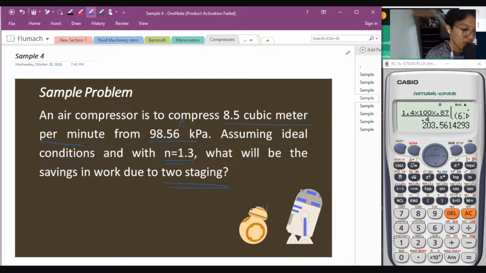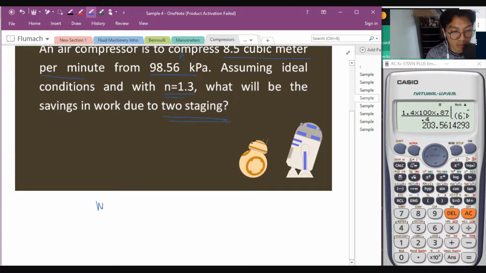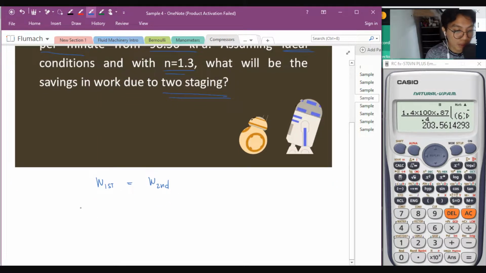Ibig sabihin, anong sinabi dito? Due to two staging. Ibig sabihin, yung work at the first stage is equal to work at the second stage. Ideal nga eh. Ideal conditions. Ideal, ibig sabihin yung work from 1 will be equal to the work from 2. Okay? Now, what will be the work saved there? The work saved there is the work second minus work at 1.